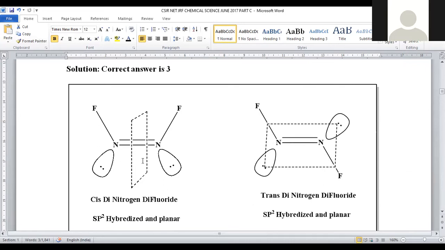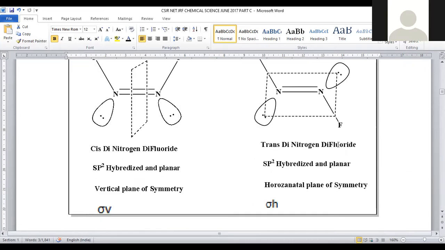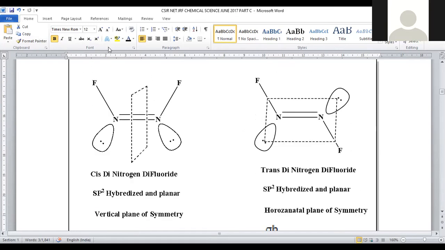phase of this planar structure, this is said to be cis, and in the trans form both are oriented in 2 different, anti, directions with respect to each other. This is trans dinitrogen difluoride. Okay, when we consider this cis dinitrogen difluoride, what happens? It can be bifurcated by an imaginary plane, which is inserted in a vertical manner.